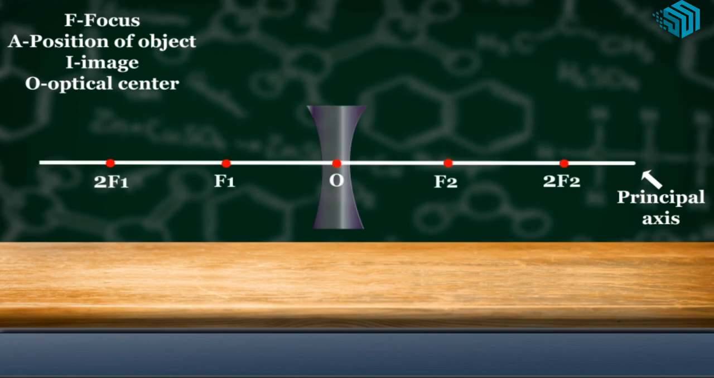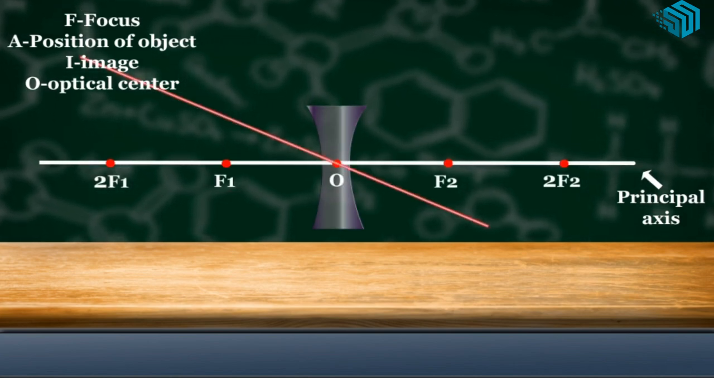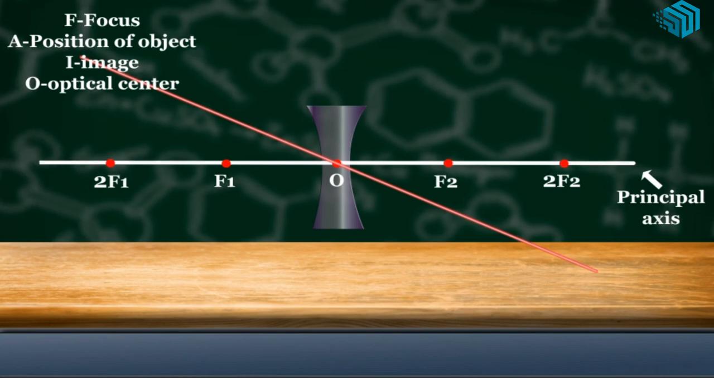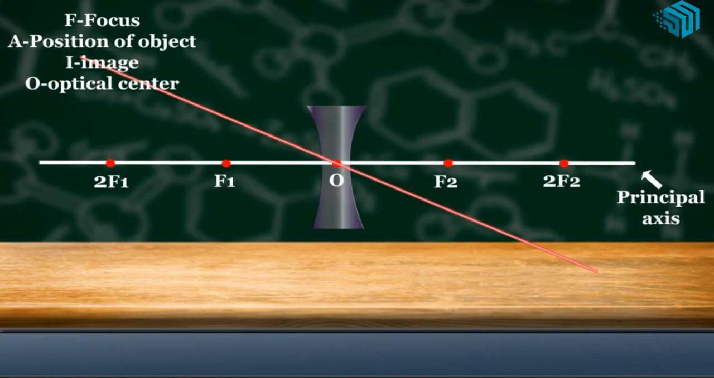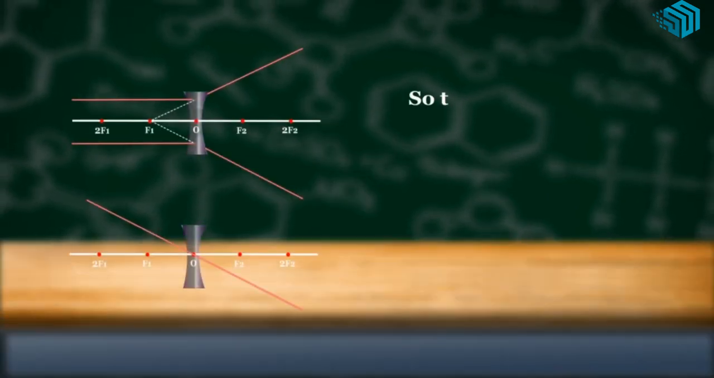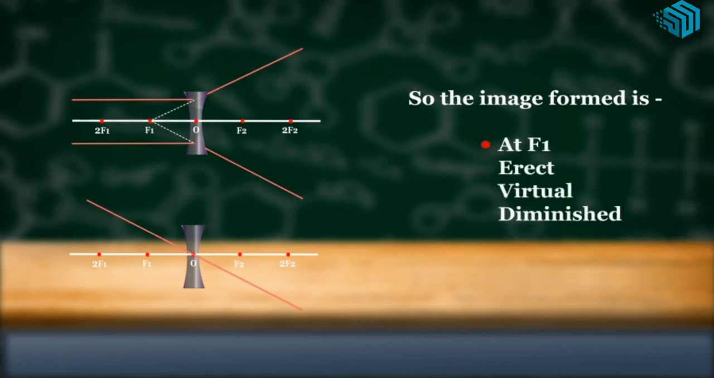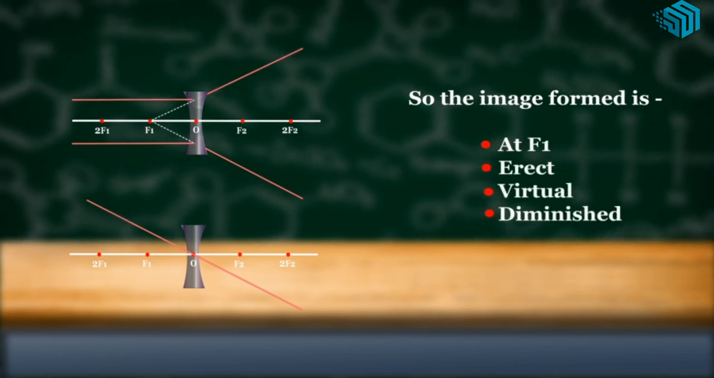A ray of light passing through the optical center, an incident ray after passing through optical center comes out of the lens without any deviation. So, the image formed is at F1, erect, virtual, diminished.